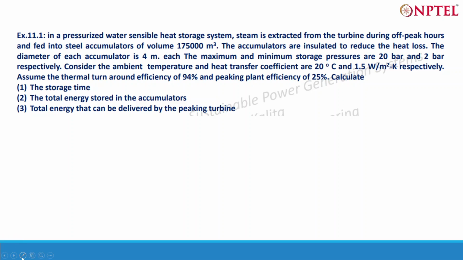So what will you do first? First thing is, whatever values are given, first write them down. So first is the volume of the steel container. Let's say this is Vs. So you write it down as Vs. The problem is that it's very difficult to teach with a mouse. 175 meter cube. Okay. Then you write the diameter. So diameter is given as 4 meter.